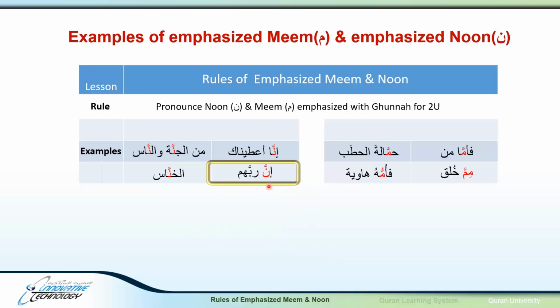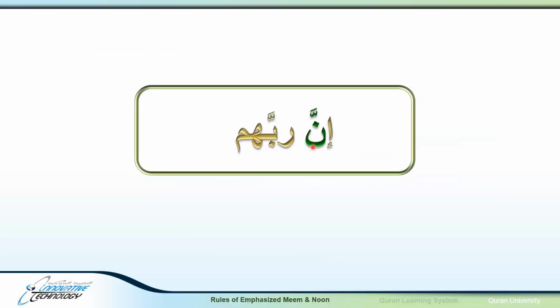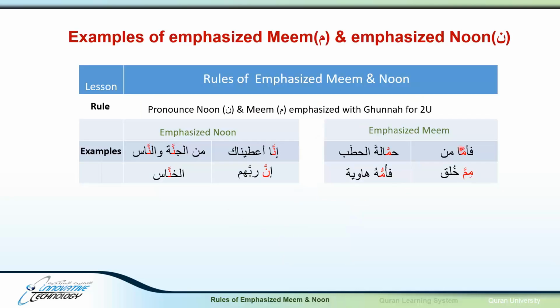Next example, inna rabbahum. The noon here has a shadda, and that's basically 2 noons, noon with sukoon, inna, so it's given ghunnah for 2 units. Next we move to the examples of the emphasized meem and take the first one, hammalat al-hatab.